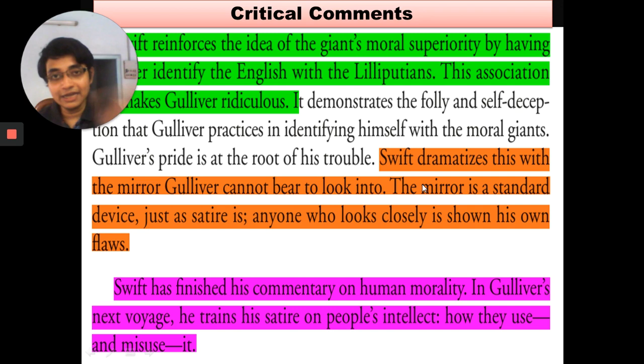It shows you the mirror and says, look, you are the object of this ridicule, look at yourself and learn, O Englishman, understand where your faults lie. So the mirror is a standard device, just as satire is. Anyone who looks closely is shown his own flaws, clearly seeing their own faults. So Swift has finished his commentary on human morality. In Gulliver's next voyage, he trains his satire on people's intellect, how they use and misuse it.